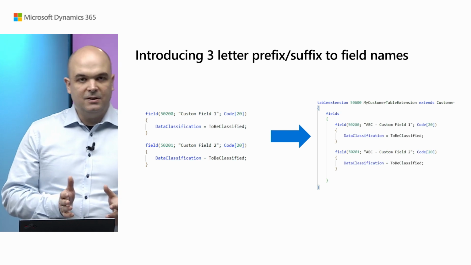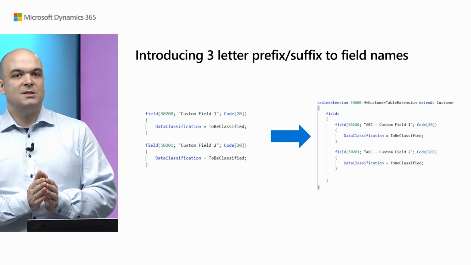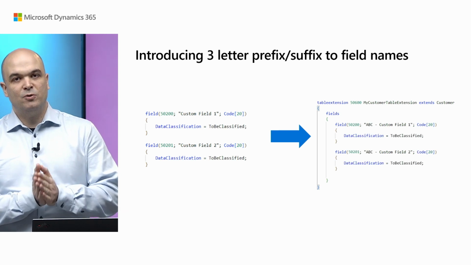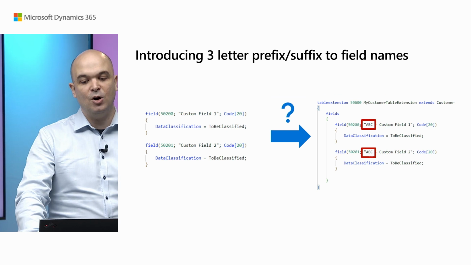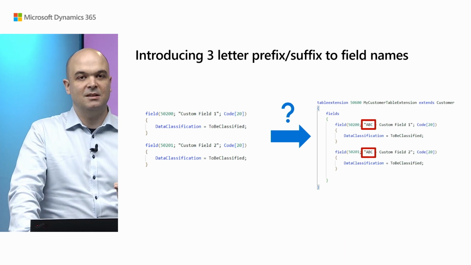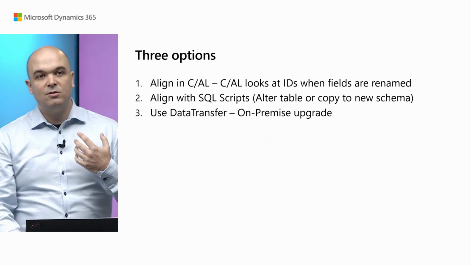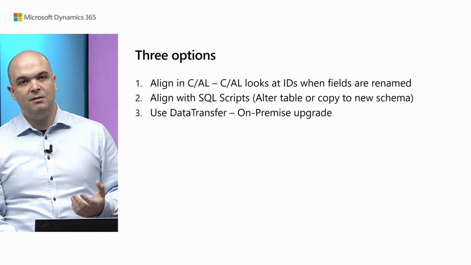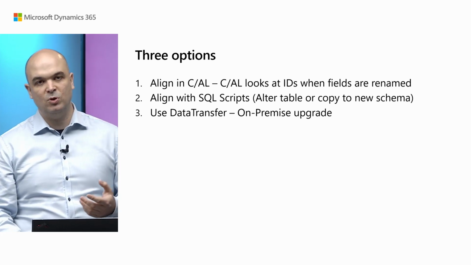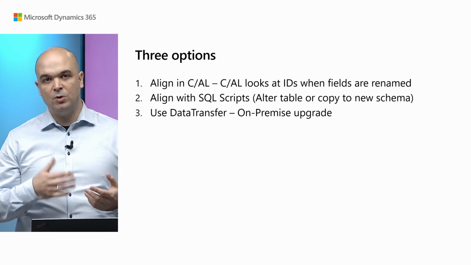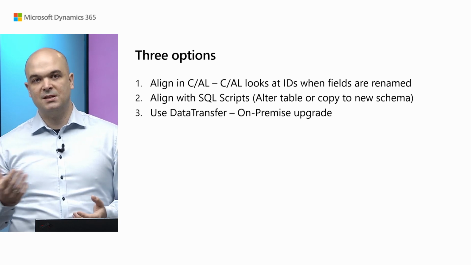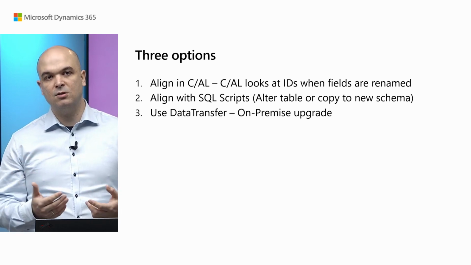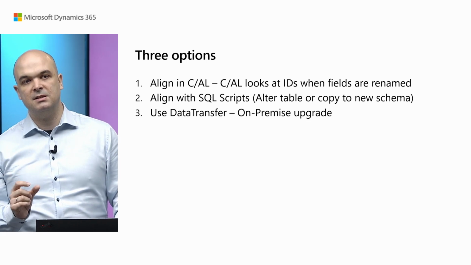When you are aligning the fields, one of the things that you will probably need to do is introduce 3-letter prefixes or suffixes to the field names, and many partners have already done this. So a question that we are getting often is how can we introduce these 3-letter prefixes in the easiest way? Essentially, there are 3 options. You can align the definitions in C/SIDE, because C/SIDE is only looking at IDs when you're doing the renames. So in case you want to do this, you can import a FOB with renames as a separate upgrade step and force sync the changes. And then C/SIDE is going to keep the data in this case if the IDs stay the same.